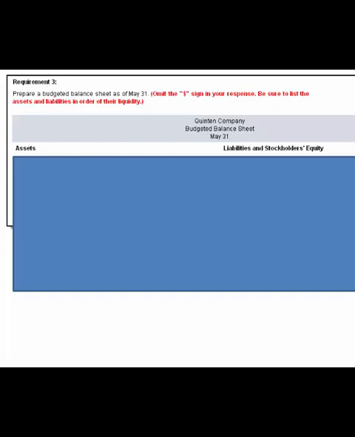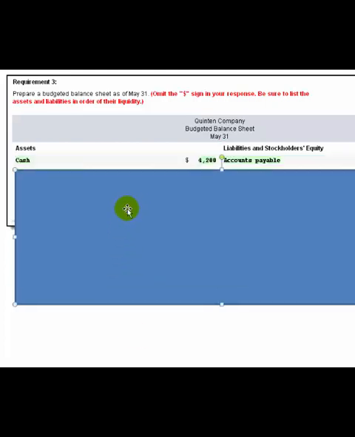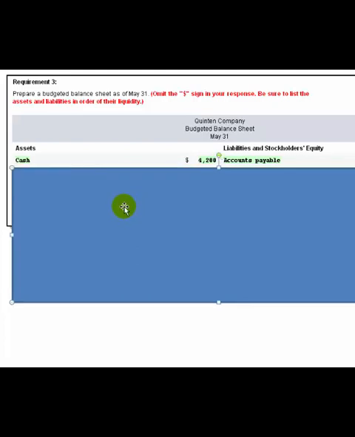Requirement 3 says prepare a budgeted balance sheet as of May 31st. And here again, we're using our knowledge of what goes on a balance sheet. The assets go under assets, liabilities and stockholders' equity, and where it belongs on a financial statement. And we're using the information we've already either been provided or calculated. So we calculated the ending cash balance of $4,200. We're able to put that where it is.